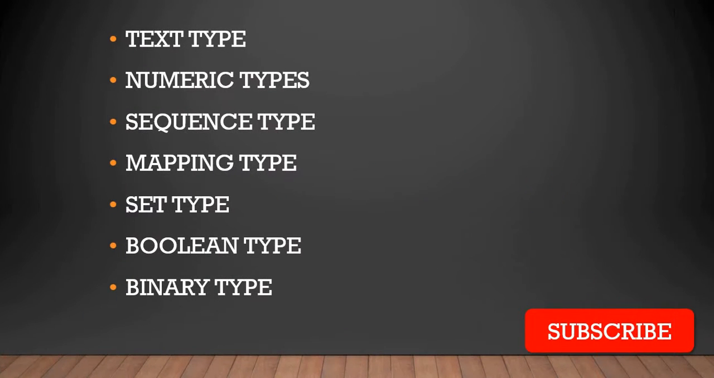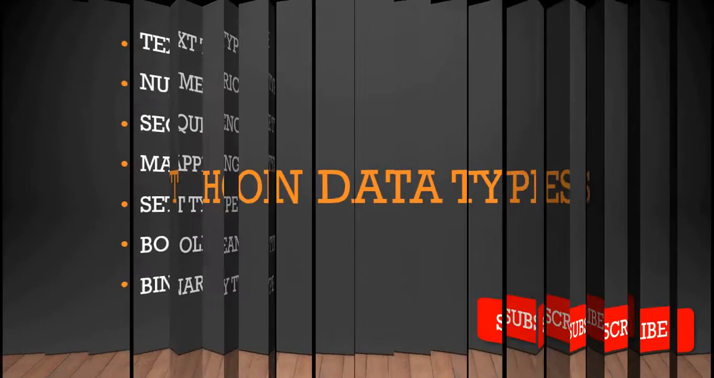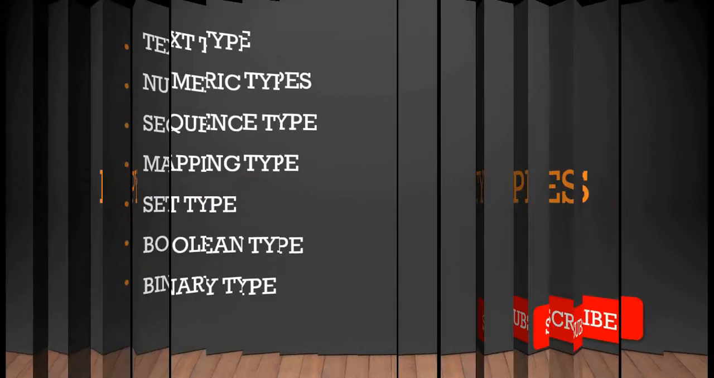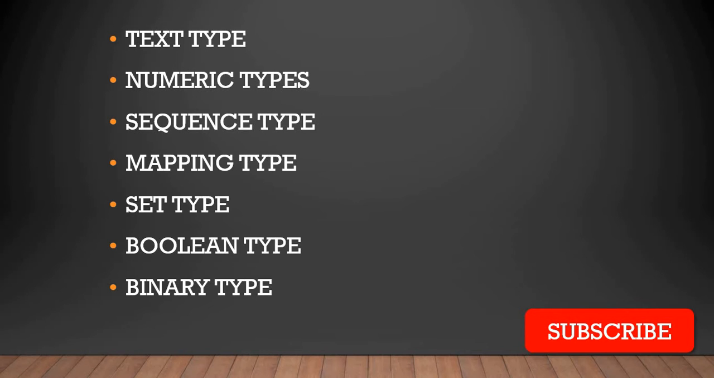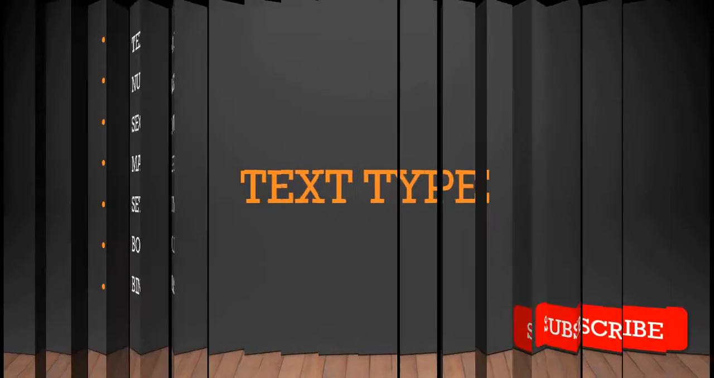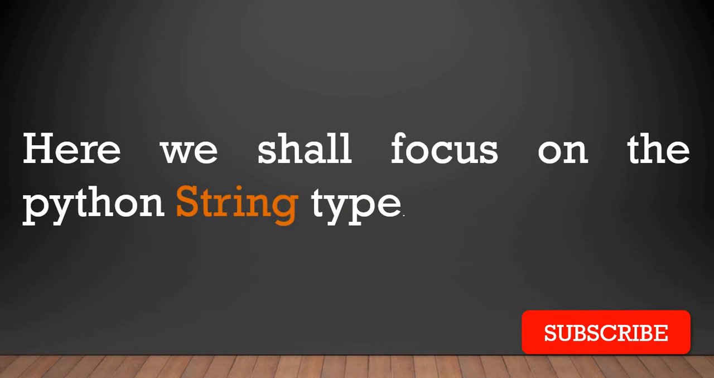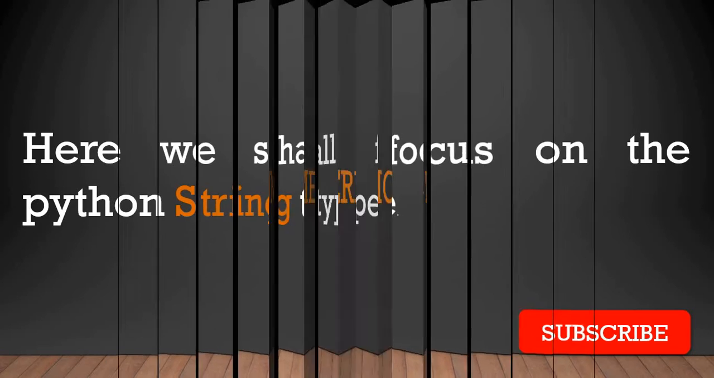Okay, so we shall look at the text type. In Python data types, we shall look at the text type, numeric type, sequence type, mapping type, set type, Boolean type, and binary type. In the text type, we shall just focus on the Python string.